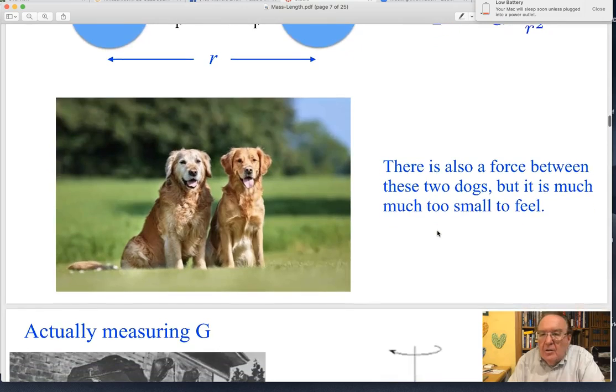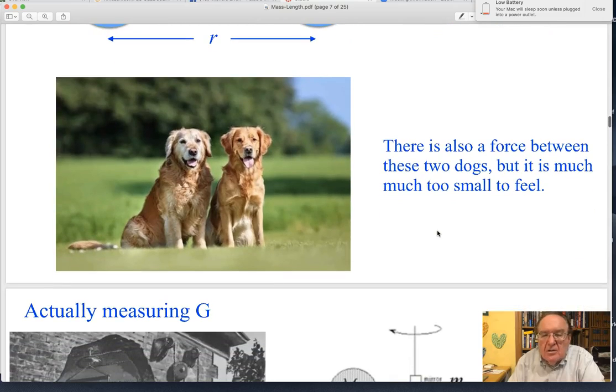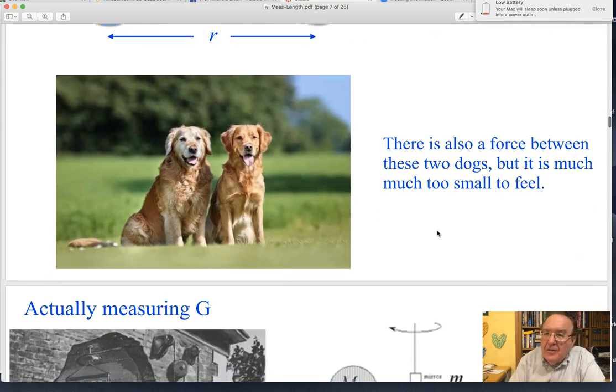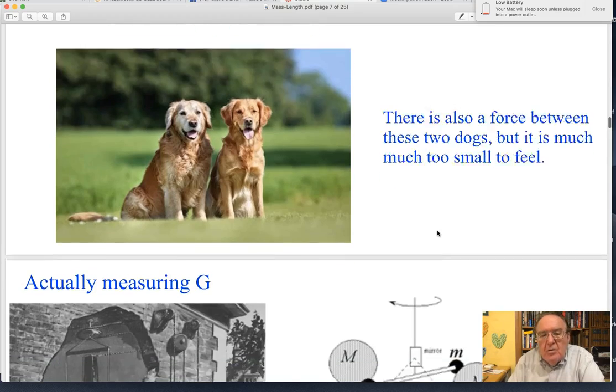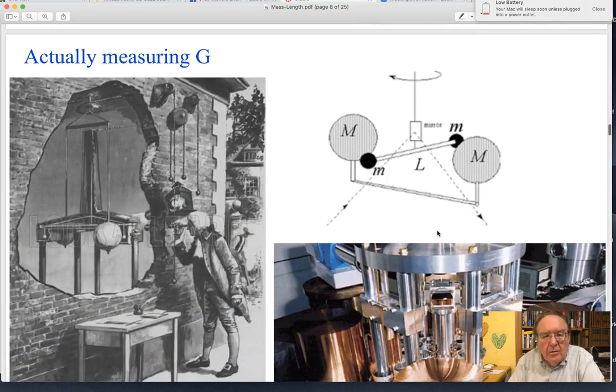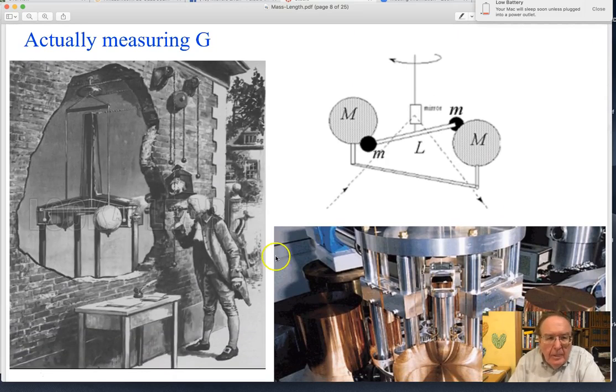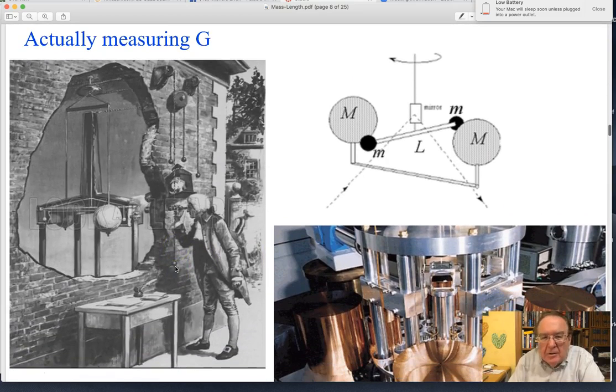So here for these 2 dogs, there's actually a force between these 2 dogs. It's a very, very small force, and you can't feel it, because gravity is actually quite weak. So G was rather hard to measure. It was finally measured by Cavendish in a rather elaborate experiment. He had an isolated brick room, and inside of it he had 2 very massive lead balls hanging from thin wires and silk threads and so on.